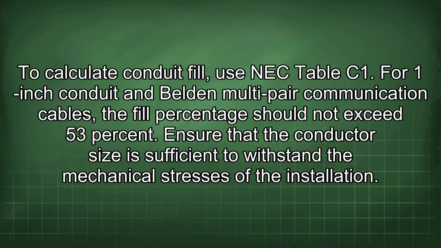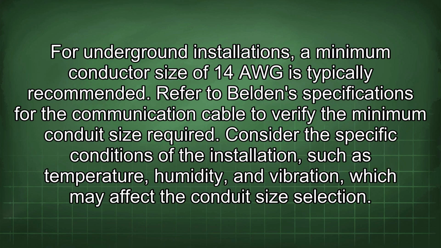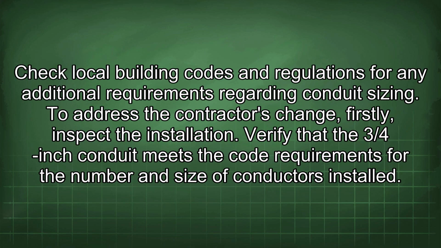For 1-inch conduit and belted multi-pair communication cables, the fill percentage should not exceed 53%. Ensure that the conductor size is sufficient to withstand the mechanical stresses of the installation. For underground installations, a minimum conductor size of 14 AWG is typically recommended. Refer to Belden's specifications for the communication cable to verify the minimum conduit size required. Consider the specific conditions of the installation, such as temperature, humidity, and vibration, which may affect the conduit size selection. Check local building codes and regulations for any additional requirements regarding conduit sizing.